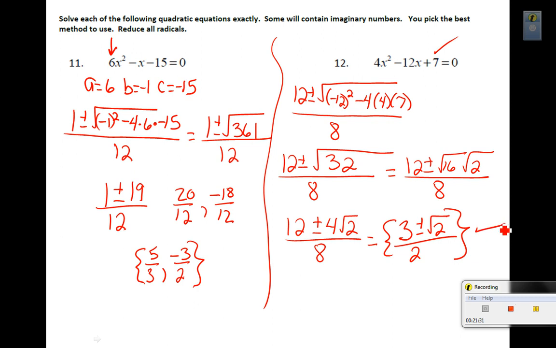So guys, here's the lesson for the day. Keep that factoring flowchart in front of you. First off, see if something will factor. If it won't factor, see if completing the square works: a is 1, b is even. Third option, quadratic formula. There's a fourth option, but the quadratic formula is better than it.